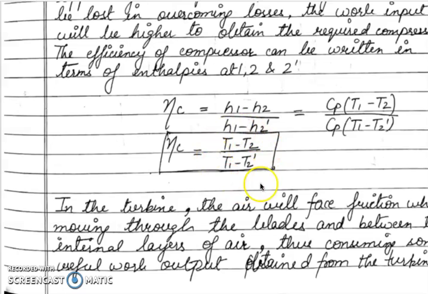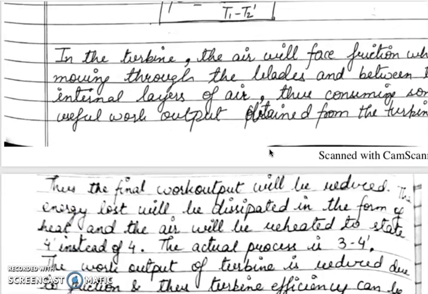This efficiency formula we are obtaining as ideal temperature difference upon actual temperature difference, which is different from the general formulas in which we have actual upon ideal. But as we are supplying work input here, it will naturally be the reciprocal of the same.